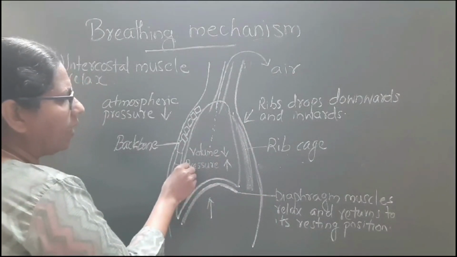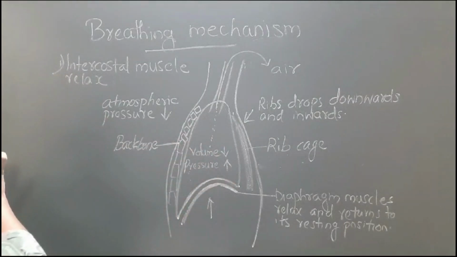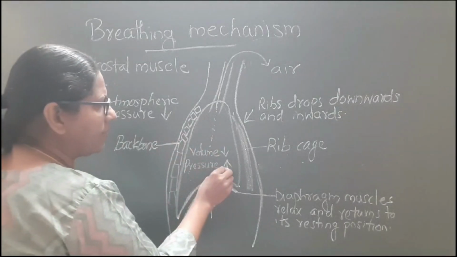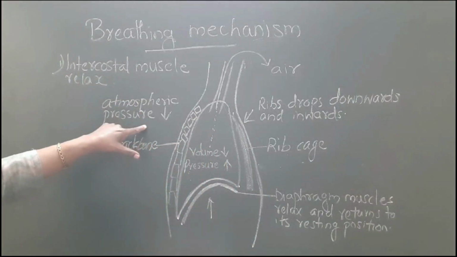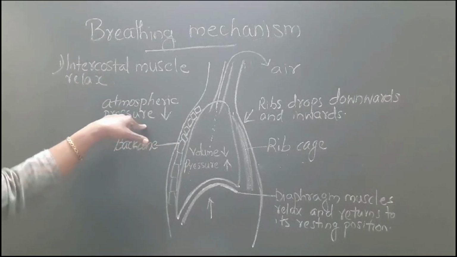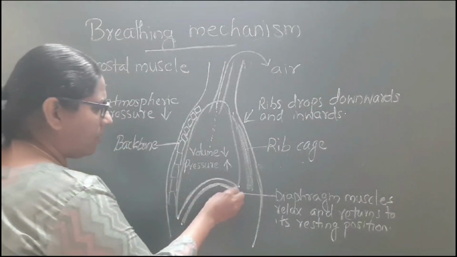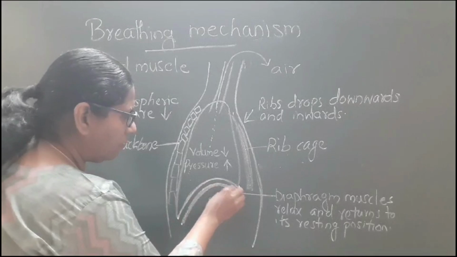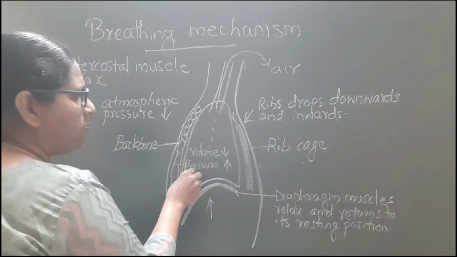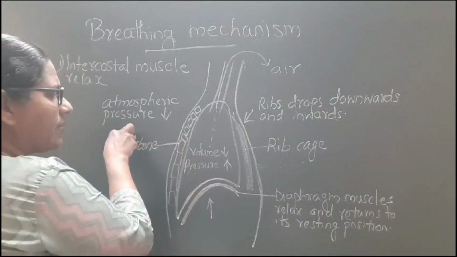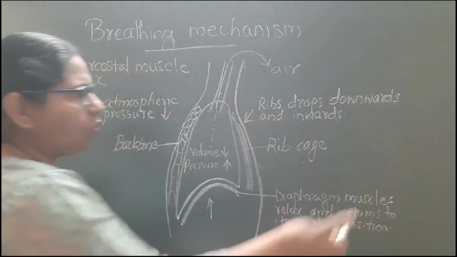So the thoracic cavity volume reduces and the air pressure increases inside. The diaphragm muscles relax and return to their resting position. So here the volume is less, the air pressure inside is more, and the outside atmospheric pressure is less. So from here air pushes out. That is how we breathe out.